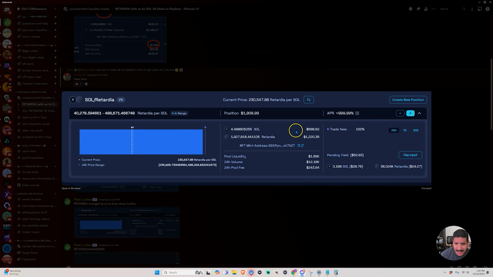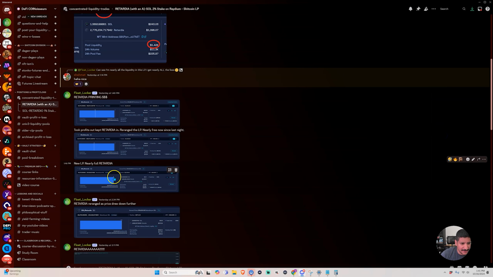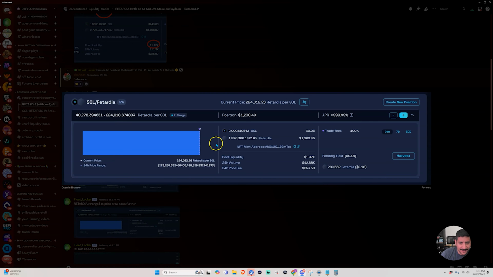So what I did was pull out the Solana that was converted from RETARDIA. See, as price goes up, it's converting into Solana. So I just pulled all the Solana and the yield, and I took this 1.9 million of RETARDIA, and I staked it into a new range. So I should have it here, new LP right here.